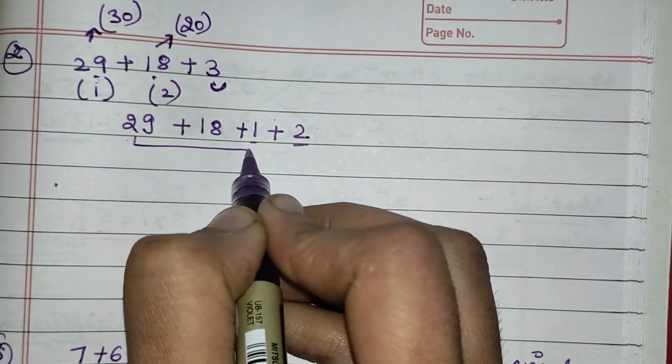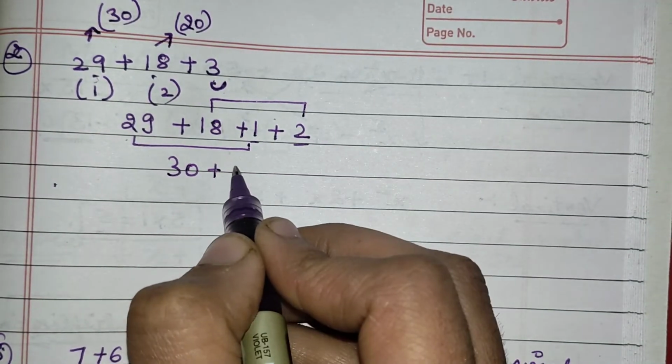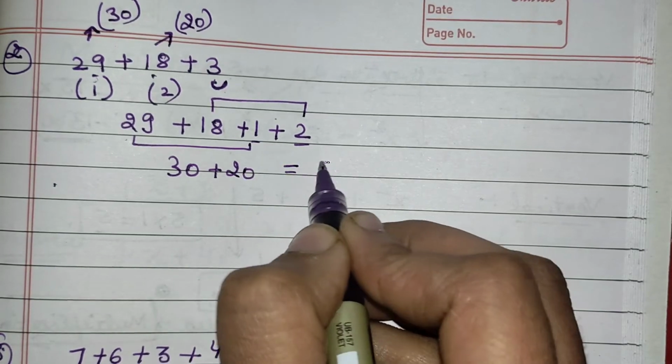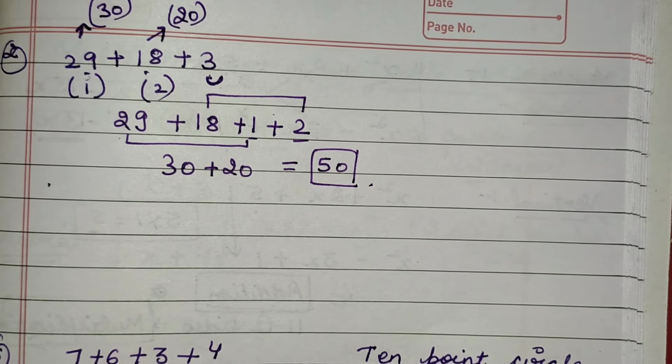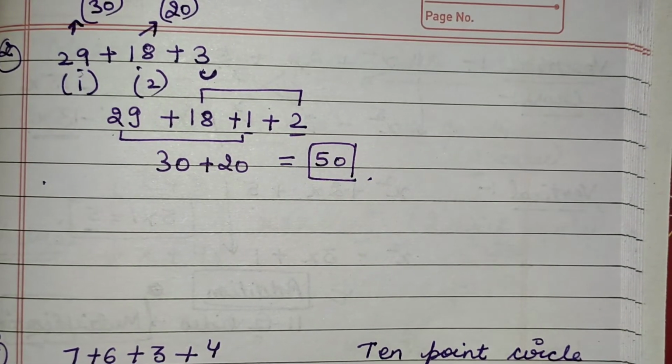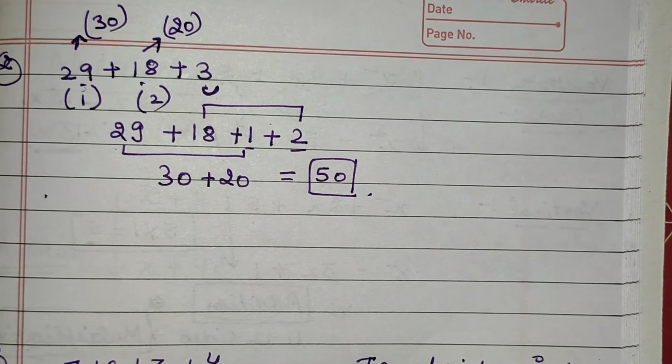Okay, so 29 plus 1 will be 30 and 18 plus 2 will be equal to 20. So 30 plus 20 will be equal to 50. Right, so remember that in your competitive exams all the calculations are like that. You can do them with the Vedic Maths.